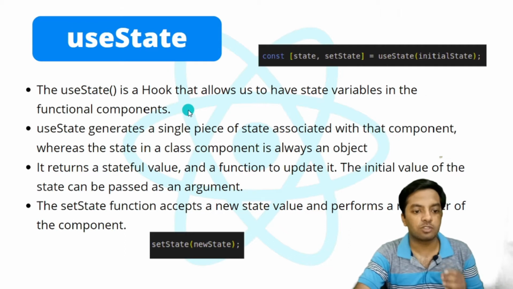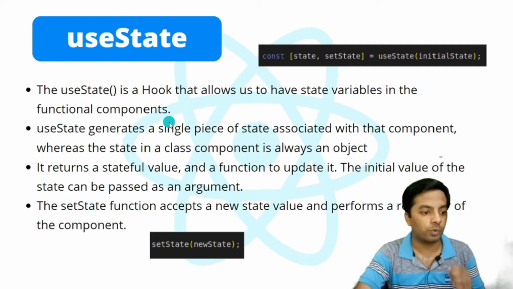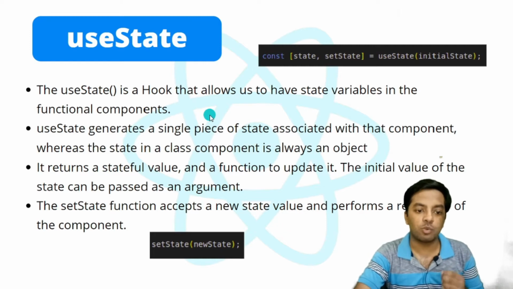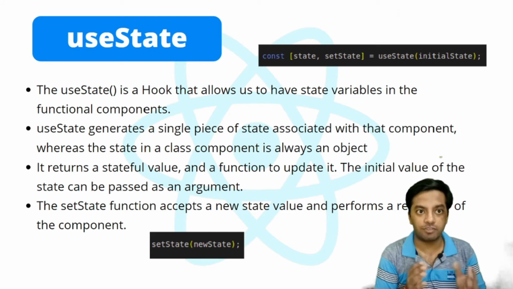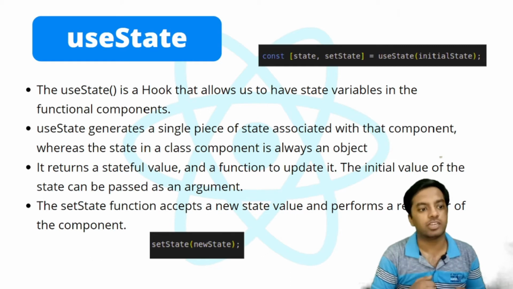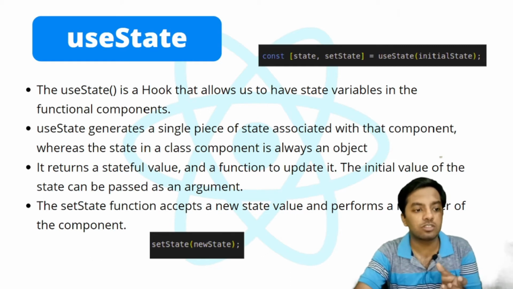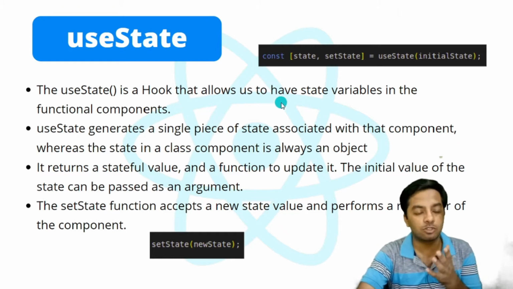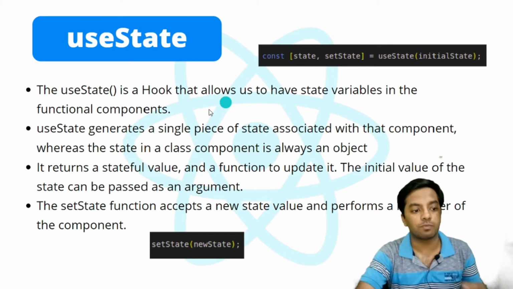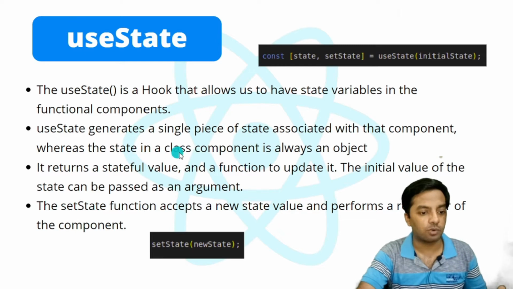useState generates a single piece of state associated with that component, whereas the state in a class component is always an object. As we know, while creating state in a class component, we created an object. So the state in a class component is an object, whereas the state we get while using the useState hook is a single piece. It is not an object, it is a single value. So it returns a stateful value and a function to update it. The initial value of the state can be passed as an argument.